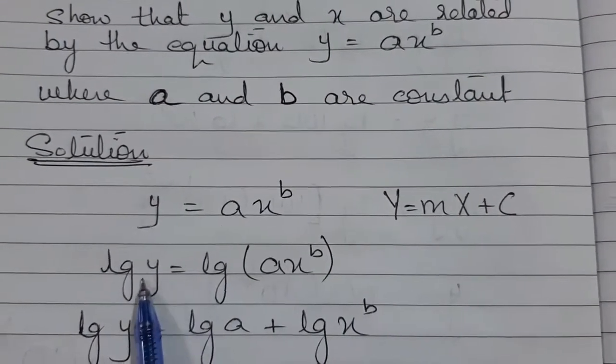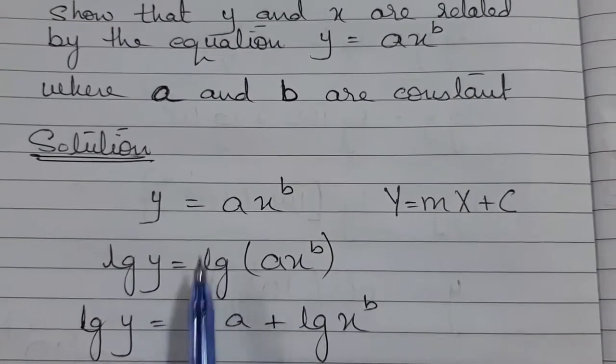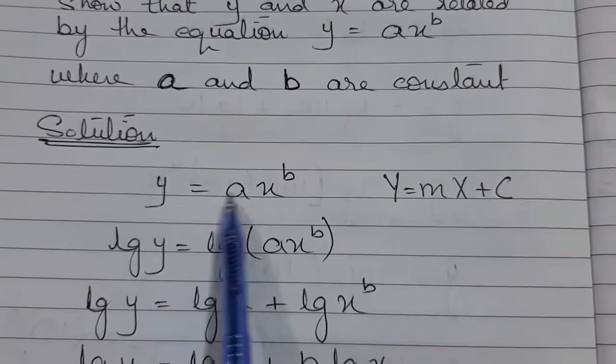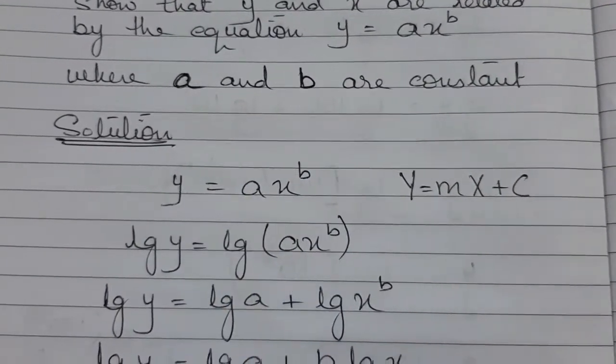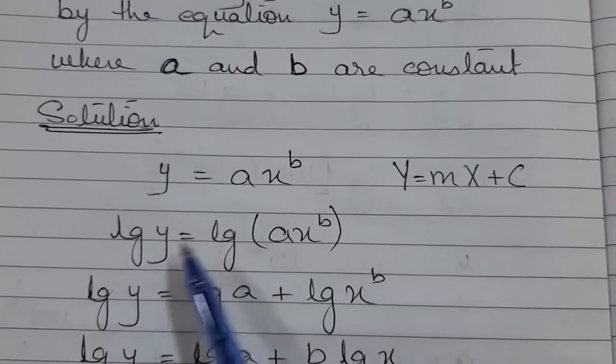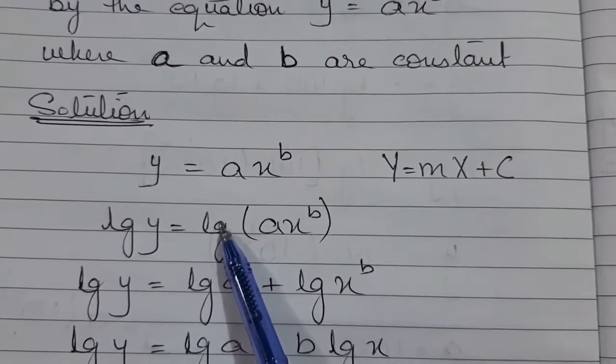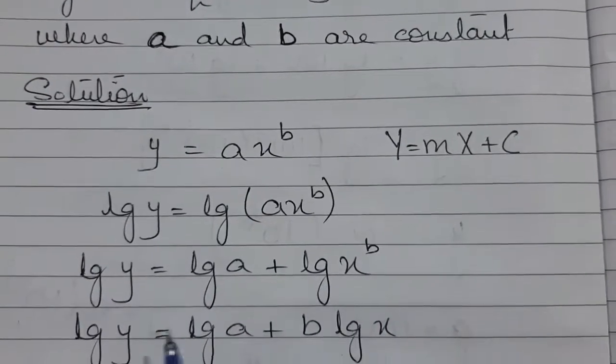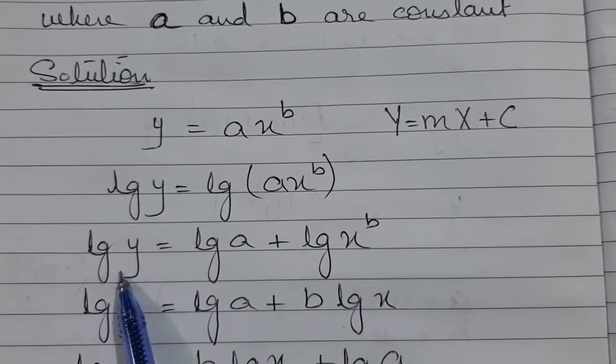So I'm taking lg on both sides. And what made me think like that? Because I want to bring b down. So if I have lg here, I can apply the power law. This is what I'm thinking. Fine. So I'm taking lg on both sides. If you want to take ln on both sides, you can do that also. There is no problem.